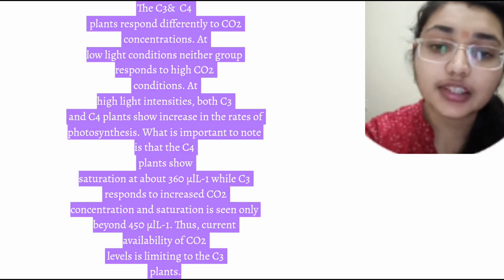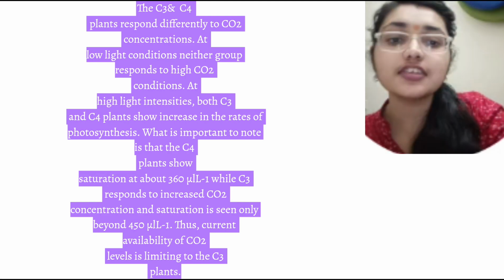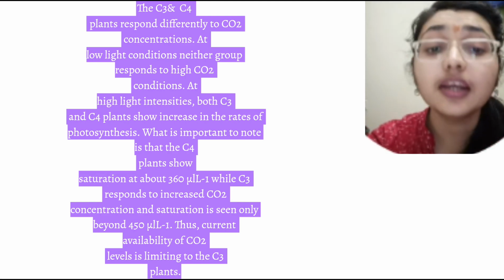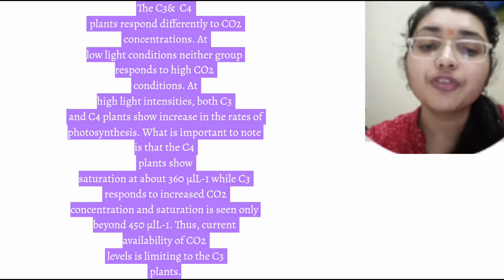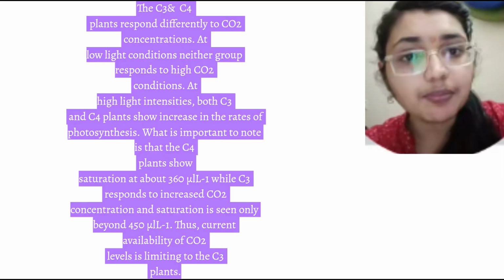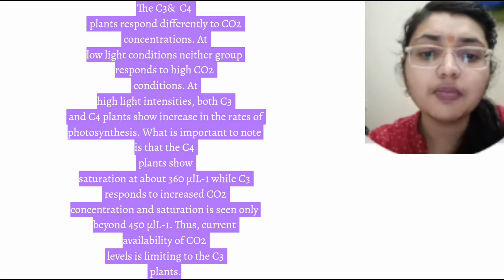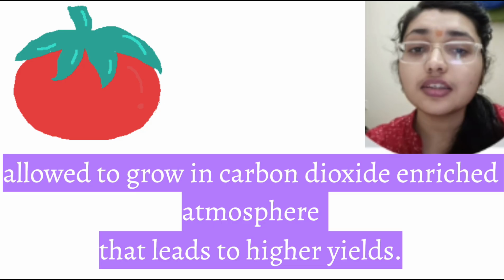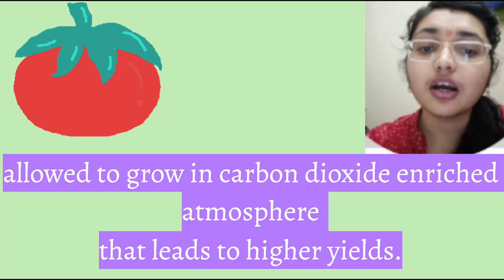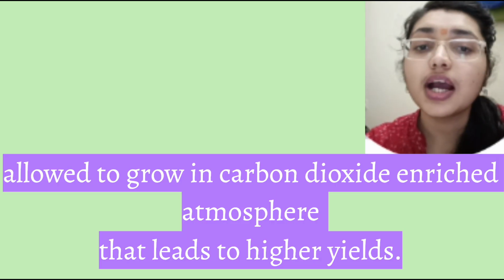So the fact that C3 plants respond to high light, if the C3 plant has a high CO2 concentration, it will have a high increase in photosynthesis that leads to high productivity. And it has been used for some greenhouse crops like tomato and bell pepper. So they are allowed to grow in a CO2 enriched atmosphere that leads to higher yield.